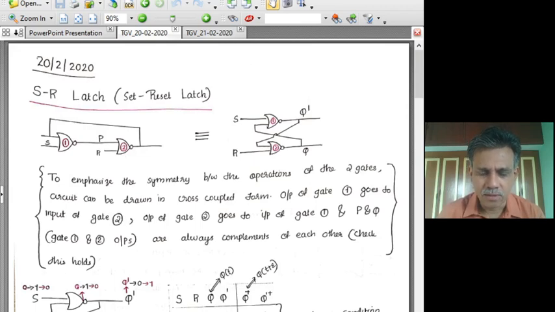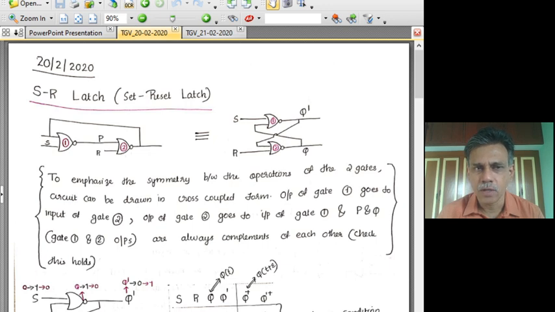Welcome back. This is the course on digital system design, and in this lecture we will look more about latches. In the previous lecture we looked at the set reset latch. We will follow it up after a brief recollection of the SR latch.